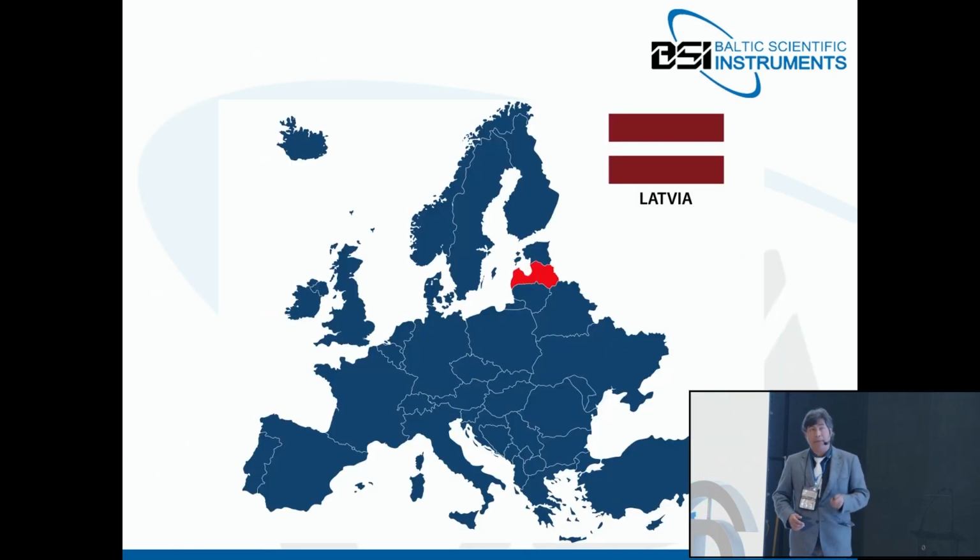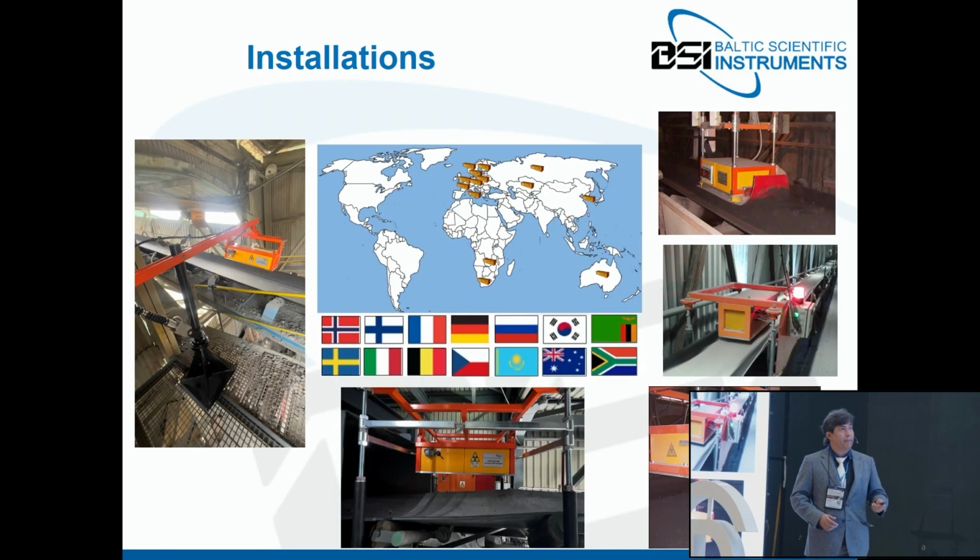The company, Baltic Scientific Instruments, is located in Latvia, in the north of Europe, in the Baltic region. Most of our applications and installations are in Europe, but we also have some applications in Africa, in Asia, and in Australia. Each of the applications is installed according to the requirements of the plant.